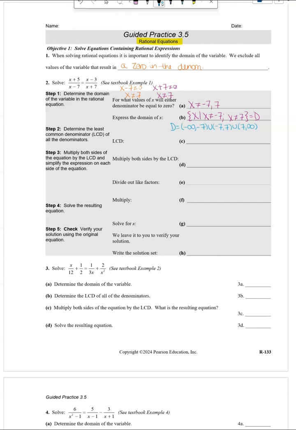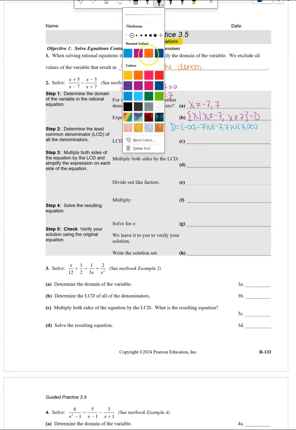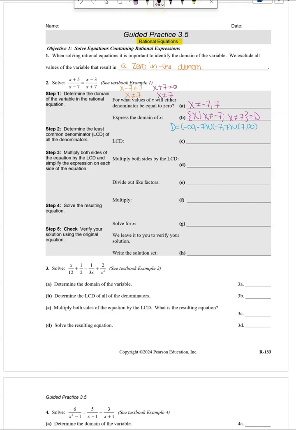Now, the next thing it wants to know is the least common denominator of all the denominators. That's kind of redundant, right? So our least common denominator would be each one multiplied by each other. So that's just going to be x minus 7 times x plus 7. Okay? So you can copy that over here if you want.